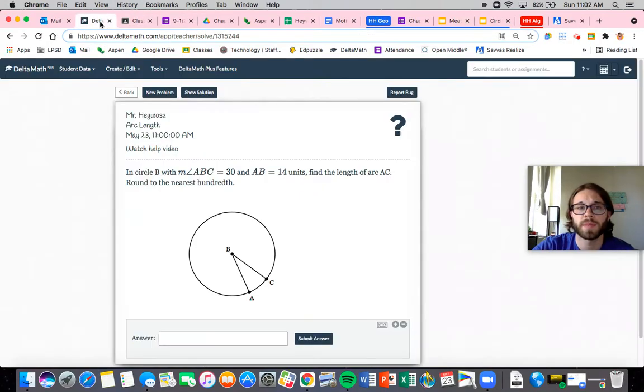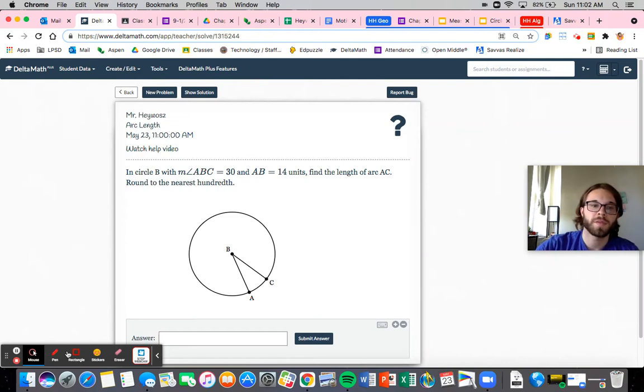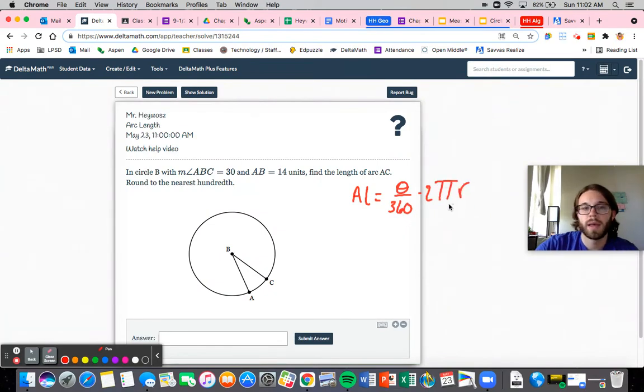Okay, so I'm just going to pull up some different problems. The first thing you always want to remember is that your arc length is going to be your theta, your angle, over 360 times 2 pi r. They want you to round to the nearest hundredth, so just be careful with that. All right, so we know our angle is 30. So we have 30 over 360 times 2 pi, and then our radius AB here is 14. So times 14.